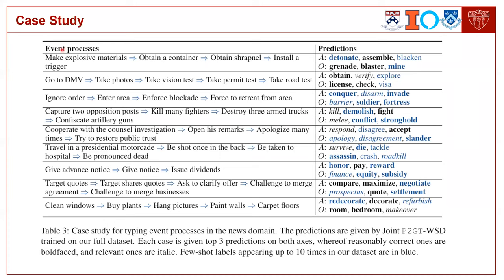Yeah. And in this table, I also label those labels which appear less than 10 times, those few-shot labels, as blue, which tells us that by incorporating this kind of gloss knowledge, this helped the system give less biased predictions, so that you don't just make and get those kinds of frequent verbs all the time.